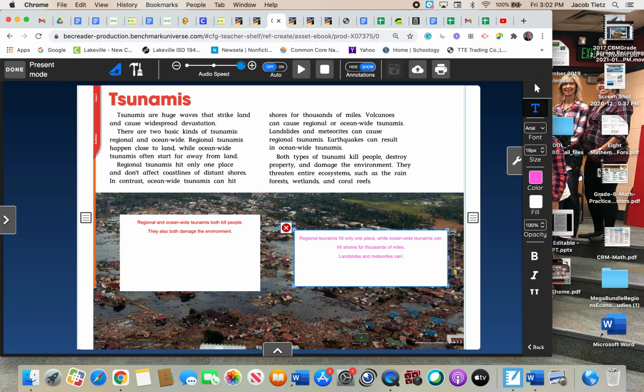Landslides and meteorites can cause regional tsunamis, while earthquakes cause ocean-wide tsunamis. All right, just as simple as that. So, remember those keywords, and comparing is how they're the same, contrasting is how they're different.